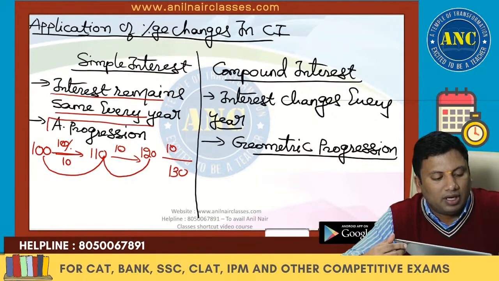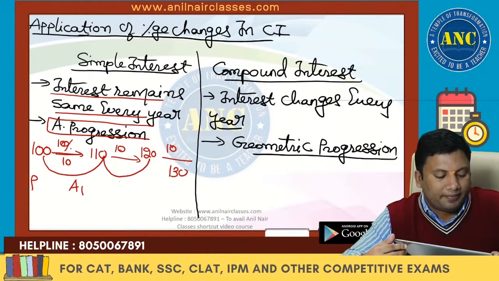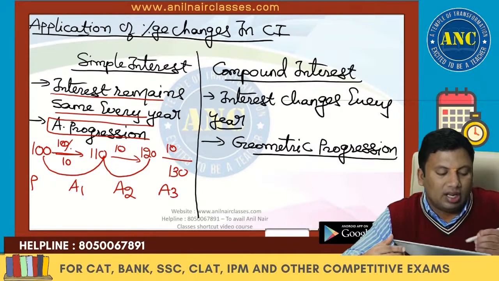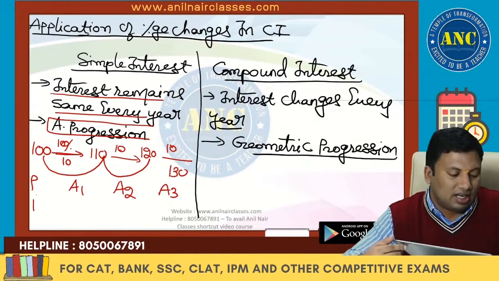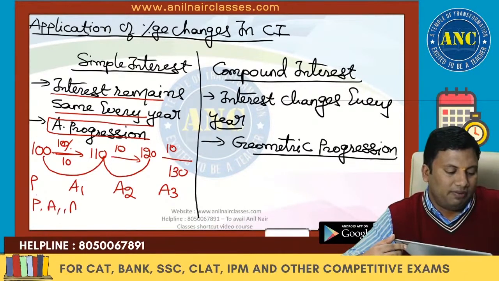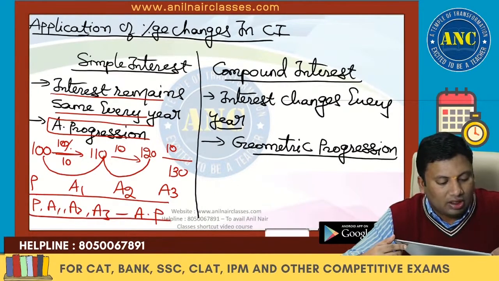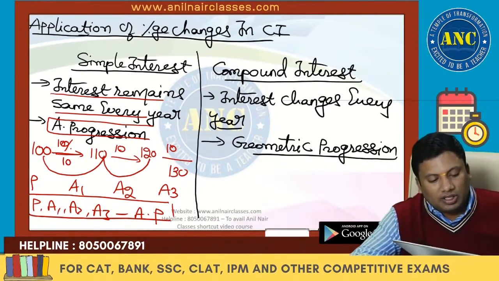So in simple interest, all the values: P, 100, then the amount after first year, the amount after second year, the amount after third year. All the values have a constant difference. If the difference is constant, all these are in arithmetic progression.